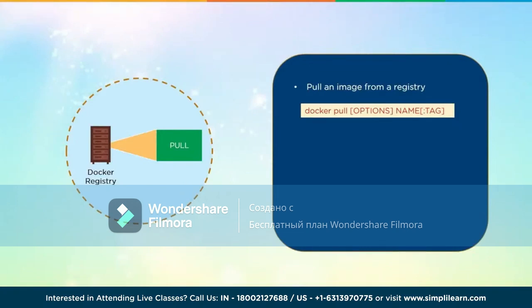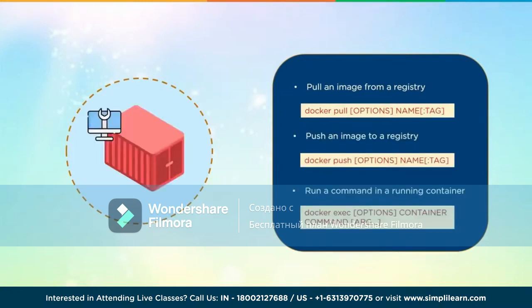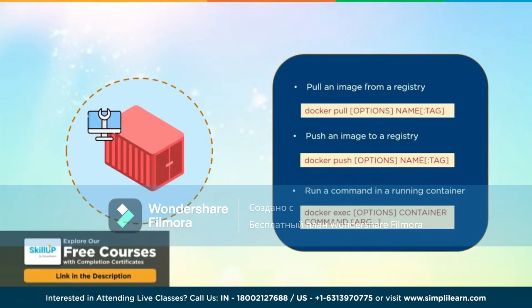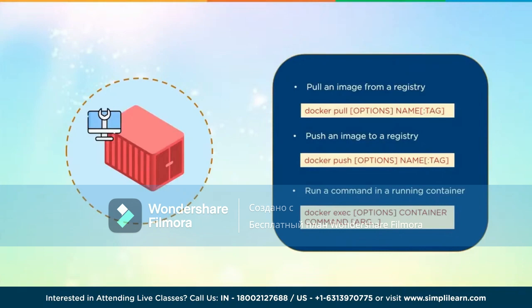If you really want to pull a Docker image, you can go for the Docker pull command. If you want to push an image to the registry, you can use the docker push command. If you want to execute a command or a script inside a particular running container, you can go for the docker exec command, and with that the execution will be done and you will be able to get a response. That will make sure that whatever execution you are trying to do will be done in this mechanism.